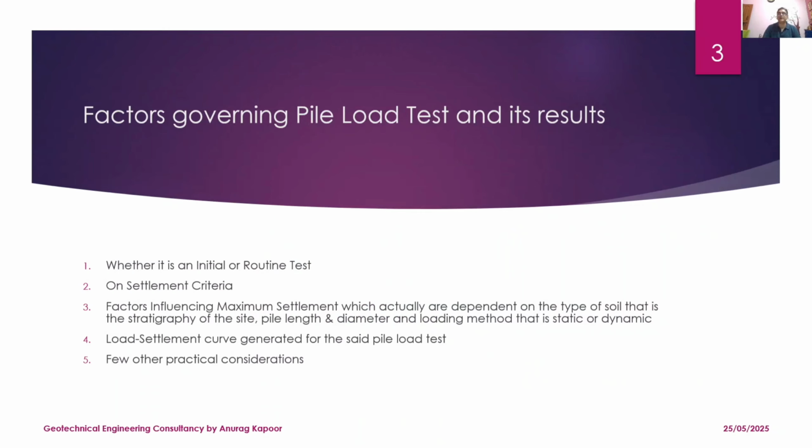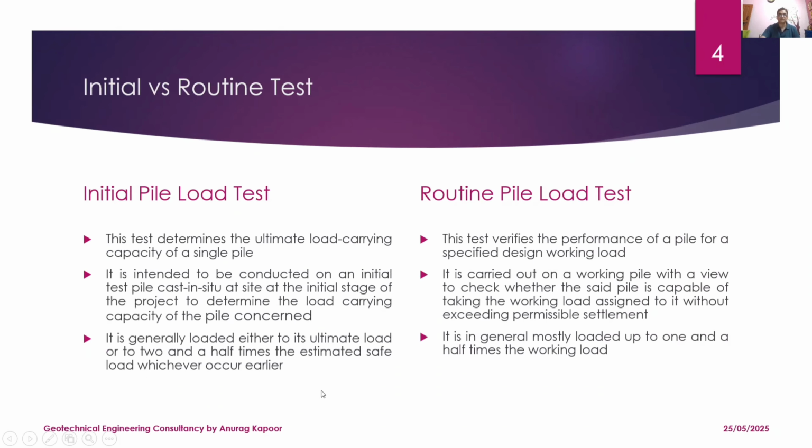Now the factors governing pile load test and its results. Whether it is an initial or routine test, that is the number one point. Number two, settlement criteria. Number three, factors influencing maximum settlement, which actually are dependent on the type of soil, that is the stratigraphy of the site, pile length and diameter, and the loading method, that is static or dynamic. Point 4 is the load settlement curve generated for the pile load test, and point 5 is a few other practical considerations.